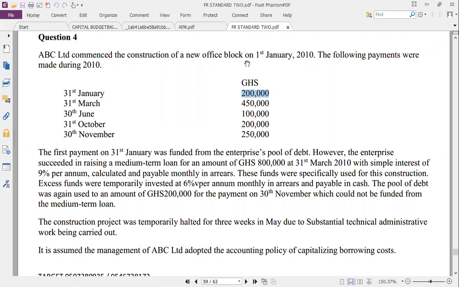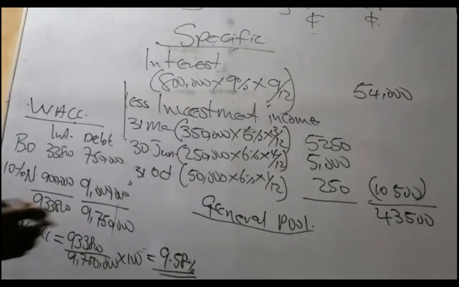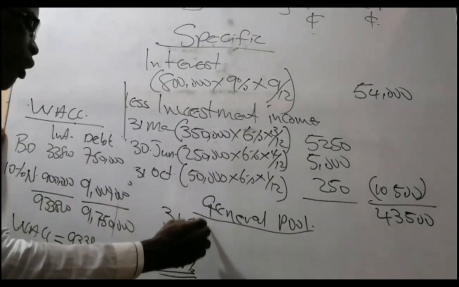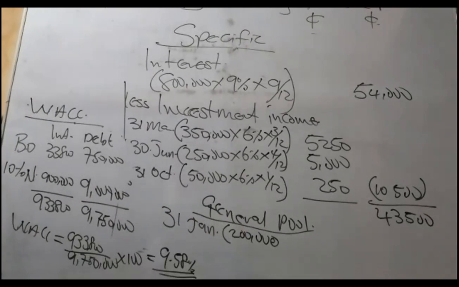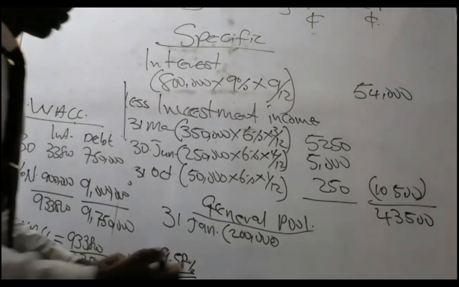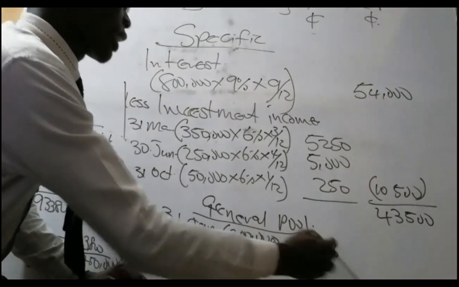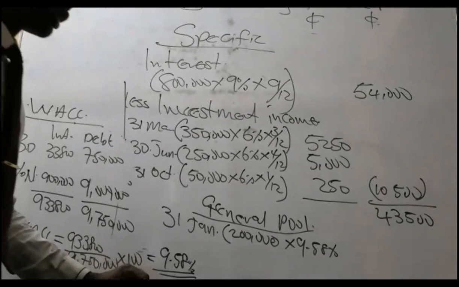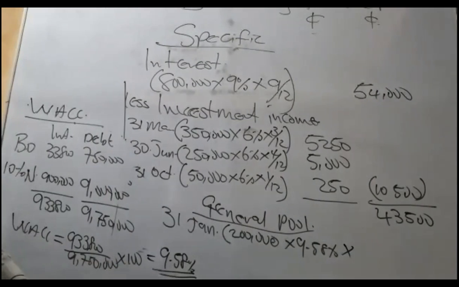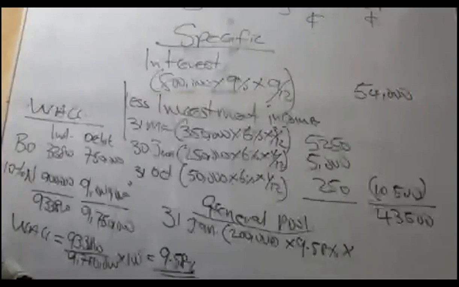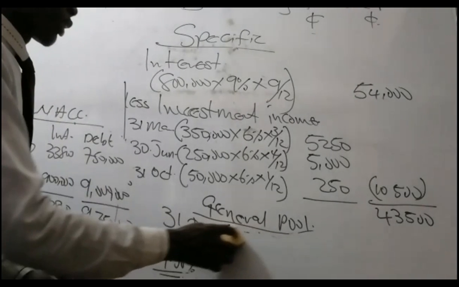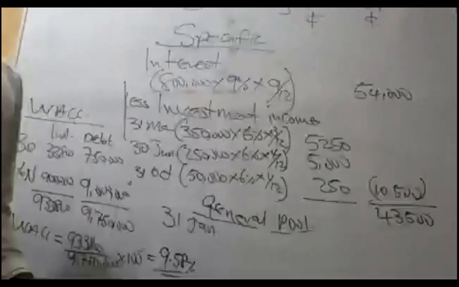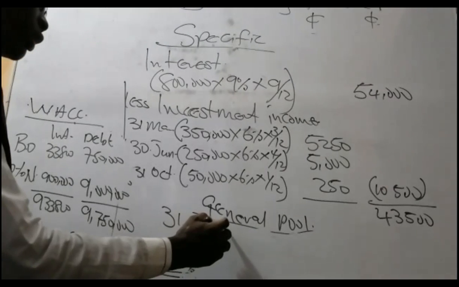So let's calculate the interest on that one. So 31st January withdrawal. I'll put 31st January here. And the interest on that value will be 200 times 9.58% times how many months? Any idea? 1 month, right? I like that.